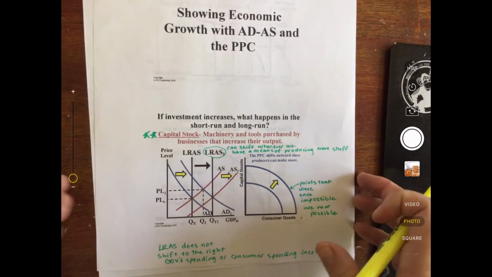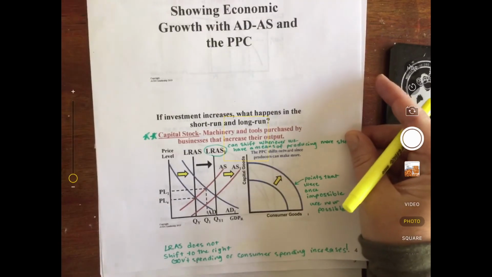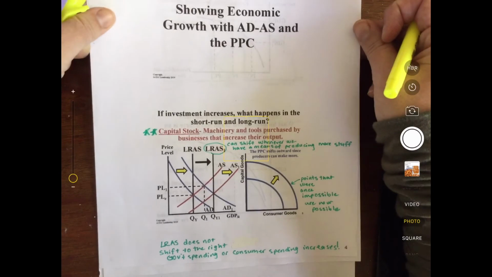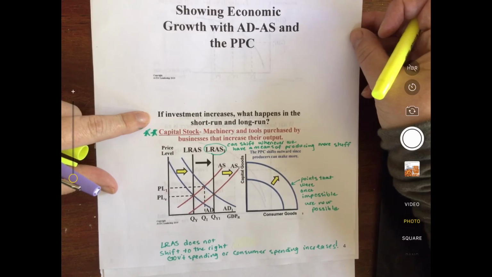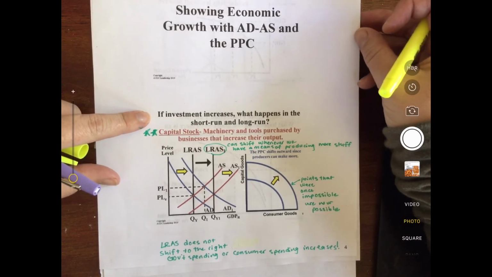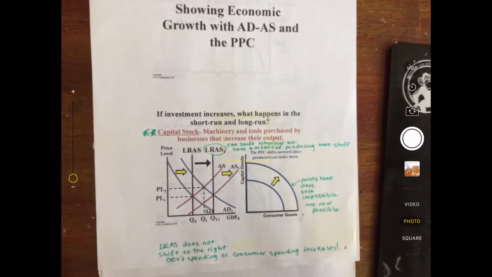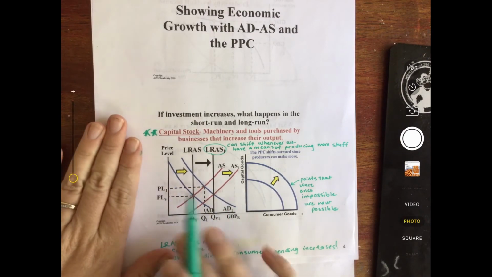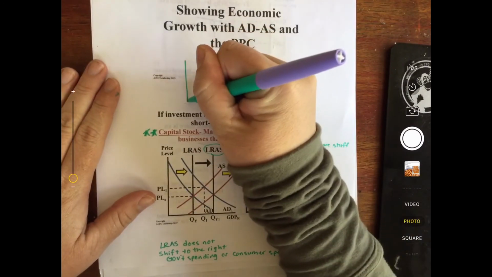There we go. Let's take a look at our aggregate demand and aggregate supply graph next to our PPC graph to see what happens in the long run. If investment increases, what happens in the short run and the long run? Well, in the short run, if investment increases, the first thing that's going to happen is aggregate demand increases. It's a little hard to see with all of these curves here. I'm just going to draw it up here for a second.